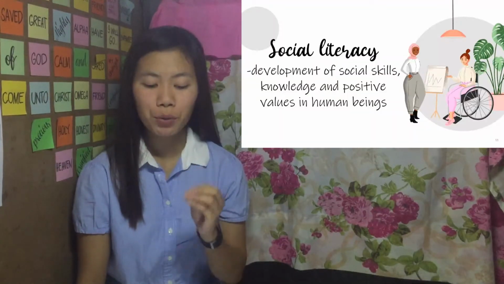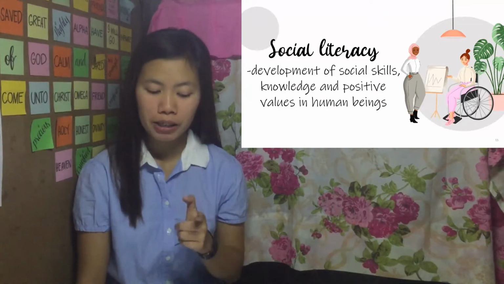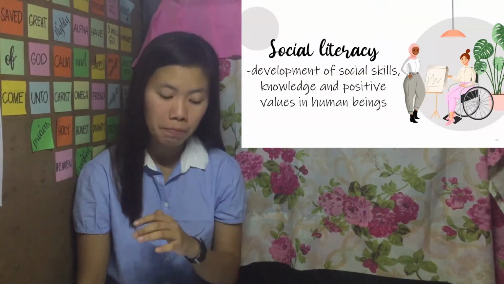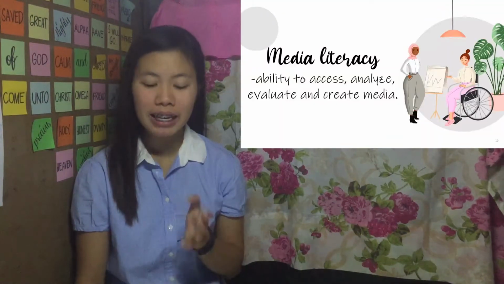Next, we have the social literacy. This is the development of social skills, knowledge, and positive values in human beings, and this means to act responsibly and positively in different social settings. So this means you are able to interact. You're able to be flexible and adjust in different social setups. So being able to be flexible and interact with different kinds of people, you can be called social literate.